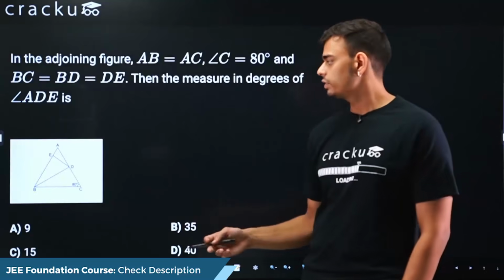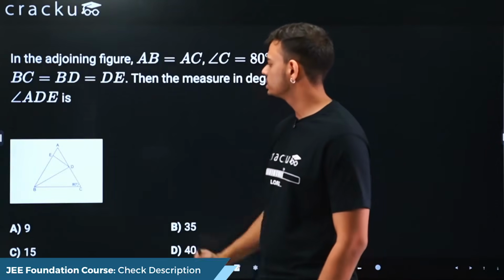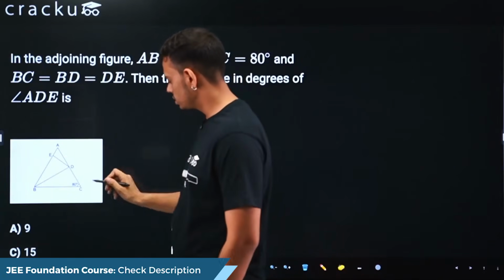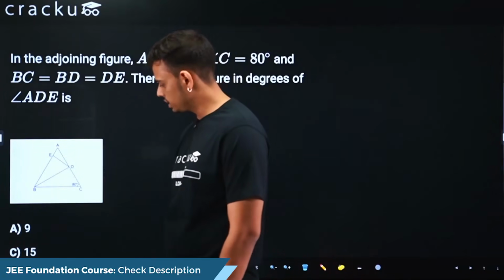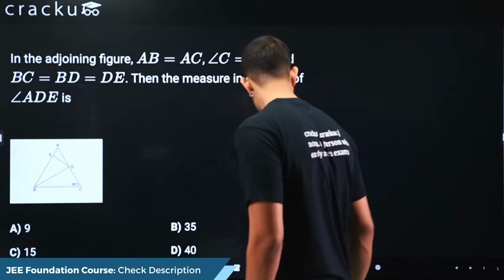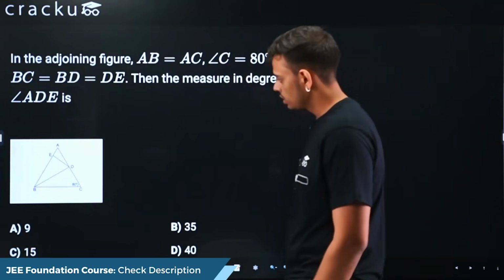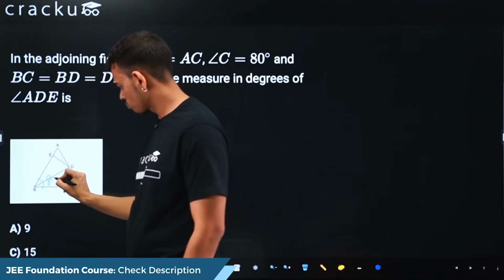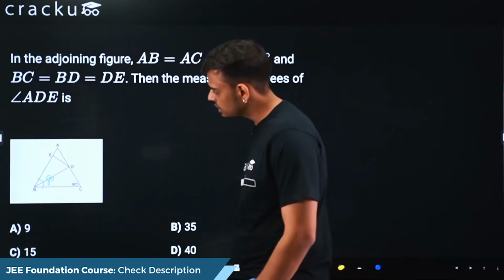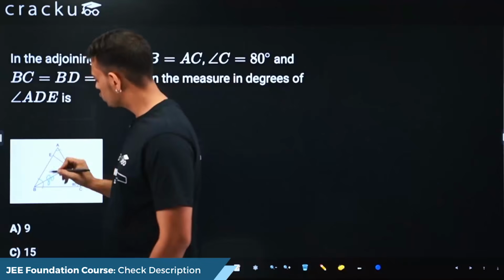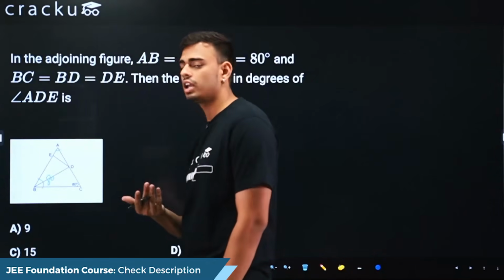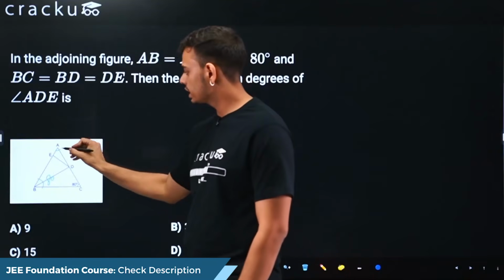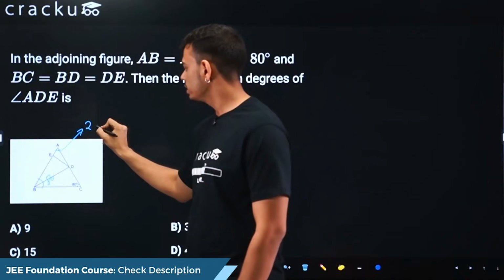So in this question, we are given a figure and some information that AB equals AC. This angle is given as 80 degrees. This means this angle will also be 80 degrees. This gives angle A, because the sum of all 3 interior angles of a triangle is 180 degrees. So these two sum up to 160 degrees. So this angle will be 20 degrees.